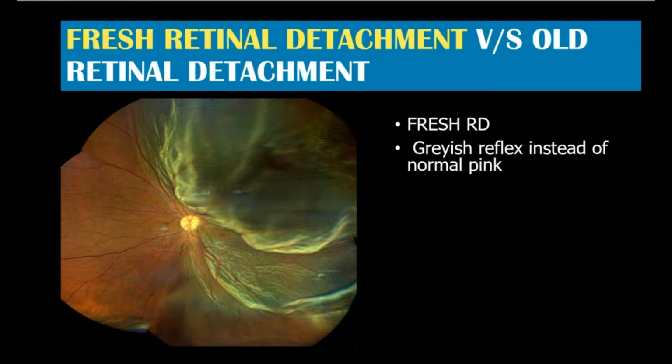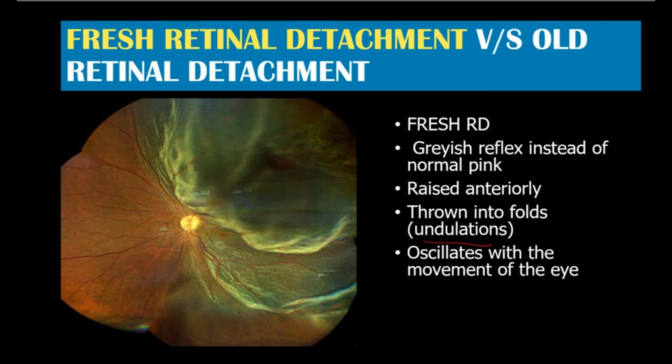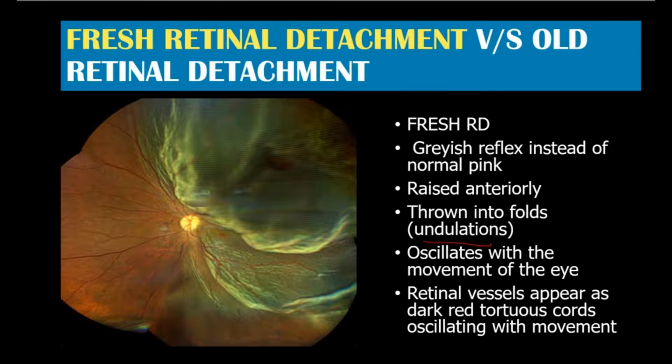Now, it's very important to understand the difference between a fresh retinal detachment versus an old retinal detachment. In case of fresh retinal detachment, you are going to see this grayish reflex instead of the normal pink color. And the retina is going to be lifted anteriorly or raised anteriorly, as you can see over here in this picture. Also, the retina would be thrown into folds, and this is known as undulations. This retina is actually going to oscillate with the movement of the eye.